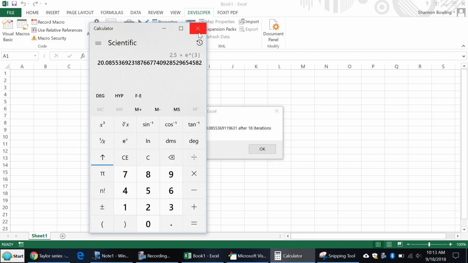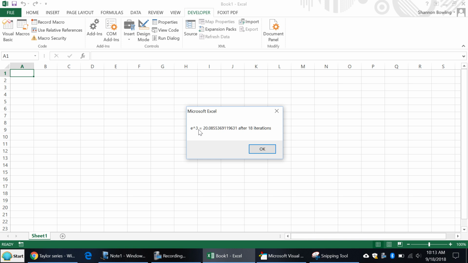So what this told me is the reason why I entered all that is I wanted it to give us more information than just like 20.85. I wanted it to kind of tell a story that e cubed is equal to the right number to the 7th decimal place, and it took 18 iterations. So it took 18 terms for me to calculate that.